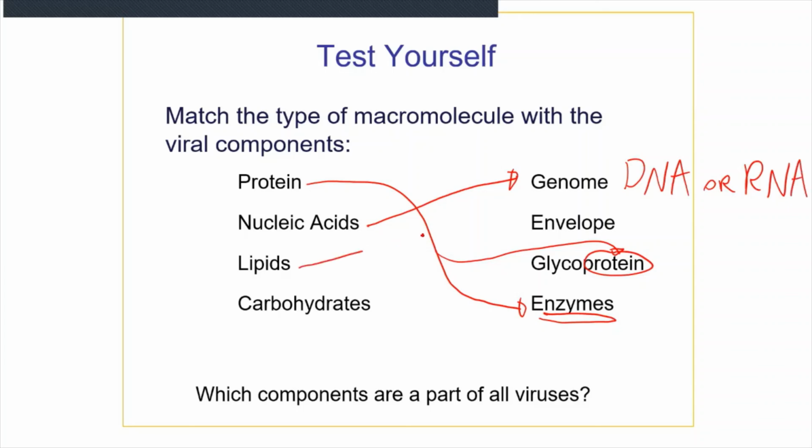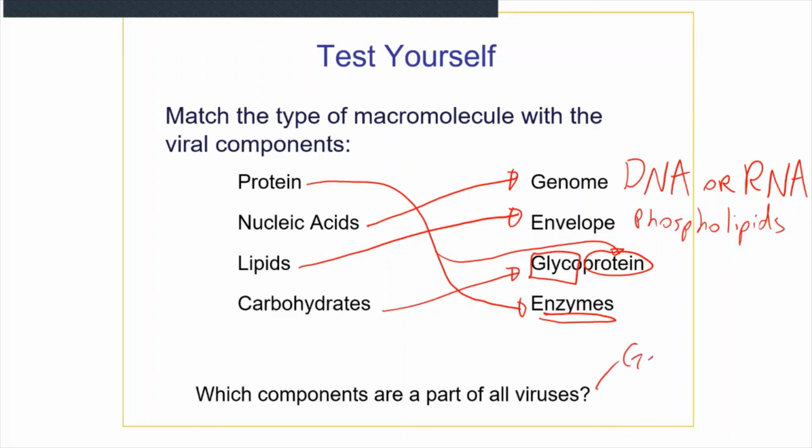Lipids, we are talking about the envelope. So envelopes are membranes, and they are, of course, made out of phospholipids. And carbohydrates, we are talking about the glyco part here. Remember, glyco means carbohydrate. So which components are part of all viruses? All viruses have a genome, RNA or DNA, and all viruses have a capsid. Capsid is a protein coat. So those are made out of proteins. All other things are not found in all viruses, just some.